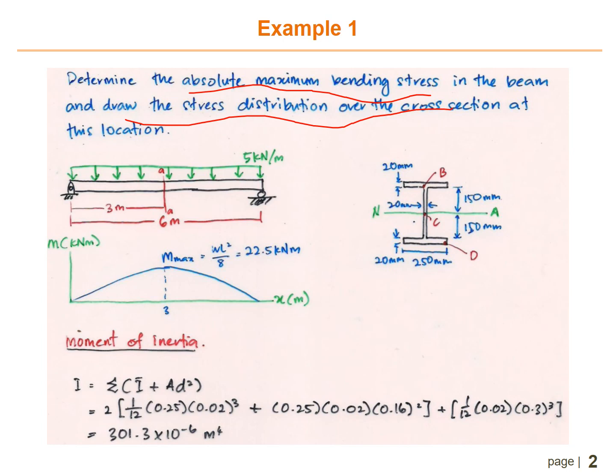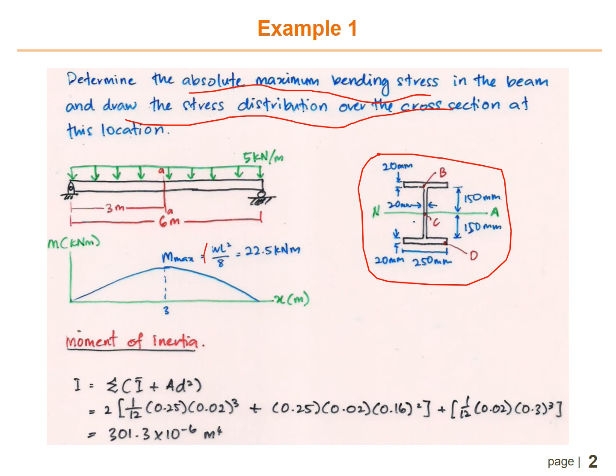The question gives a UDL as the load with the value of 5 kilonewton per meter, and the cross-sectional area is an I beam. Okay, this one is an I beam. So first you must find the maximum moment using the formula WL squared divided by 8.